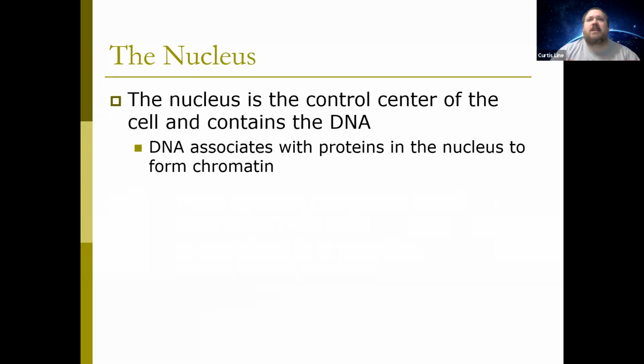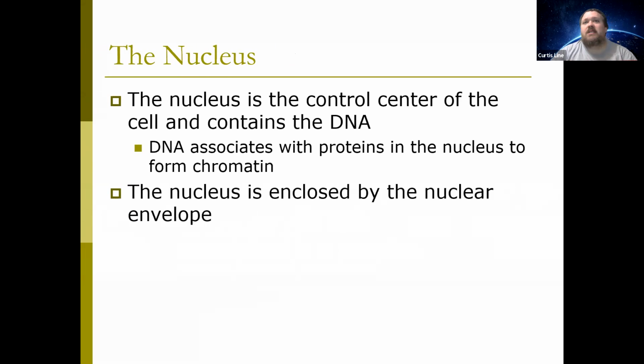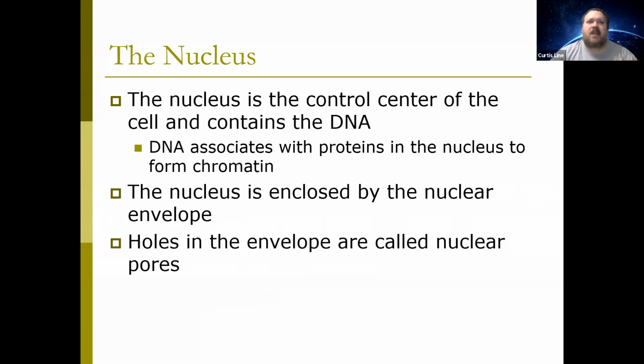So we know that the nucleus is the control center of the eukaryotic cell. It contains the DNA. DNA associates with proteins inside the nucleus to form a material called chromatin. The nucleus is enclosed by its own special membrane. You can call it the nuclear envelope or the nuclear membrane. It doesn't really matter either way, it's the same thing. The nuclear membrane has holes in it called nuclear pores. Those holes are there so that the mRNA has a way to leave the nucleus to go find a ribosome.